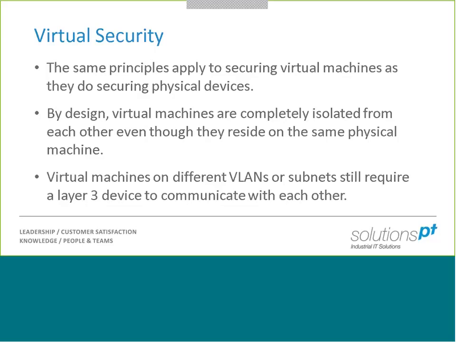If you have virtual machines on different VLANs or different subnets, you'll still need that layer 3 device to communicate with each other. So there are no shortcuts in the virtual world here. We can't just magically make two different VMs on different VLANs talk to each other just because they're on the same physical bit of hardware. We still need to adhere to the rules of networking in the OSI 7-layer model. We still need that layer 3 device to route between them.